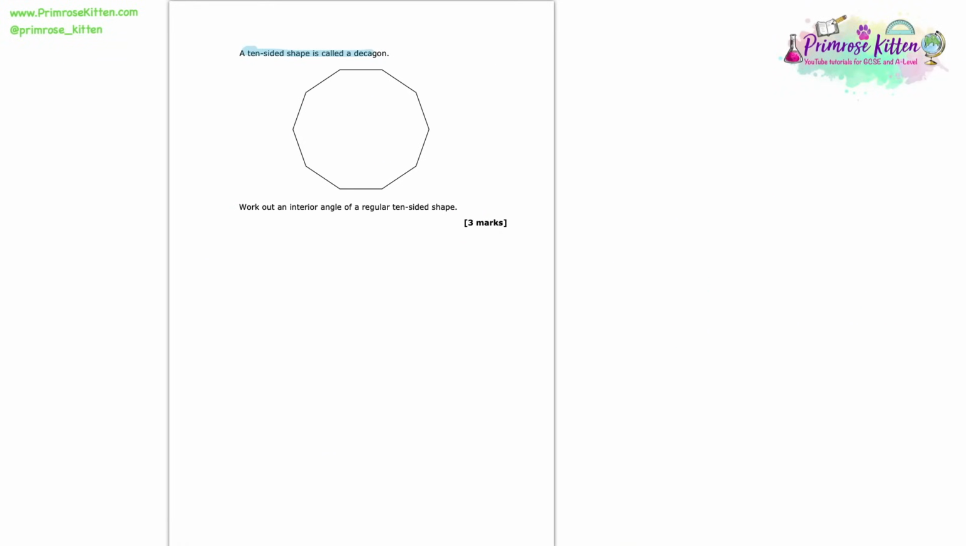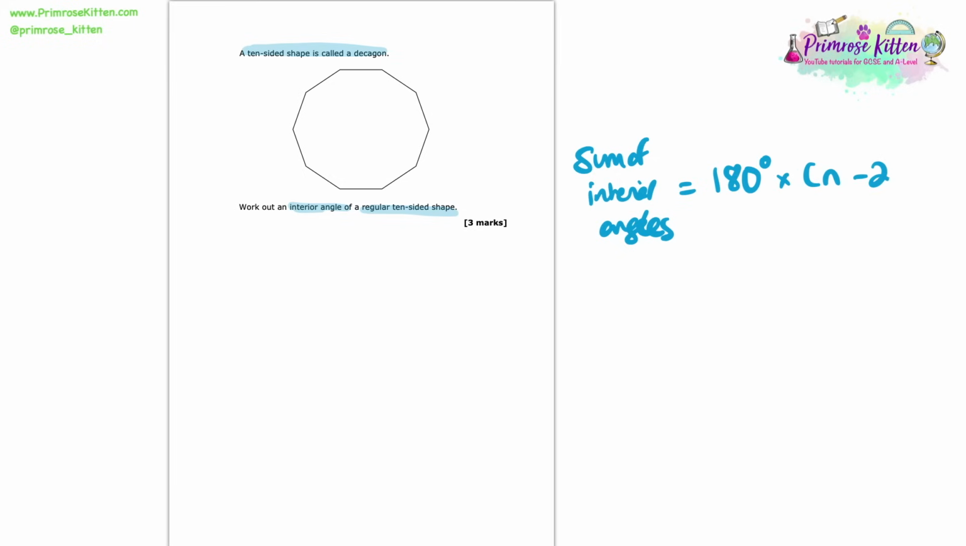Here we have a 10-sided shape called a decagon. We're asked here to work out an interior angle of the regular 10-sided shape. So here, the way that we would do this is we're going to work out the sum of the interior angles by using a certain equation that I would recommend that you learn. It's a really, really handy one. It states that the sum of interior angles is equal to 180 times by n minus 2.